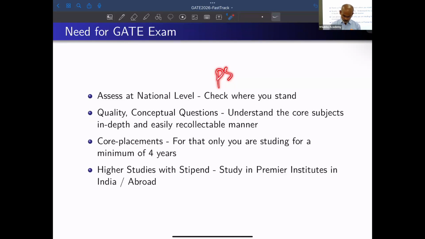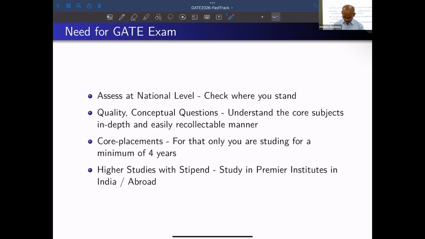Sometimes PSUs also consider their own exam, but their exams are relatively easier in comparison to GATE level. So I consider that if you prepare for GATE, you will get everything that comes in between. You are aiming for the ultimate, and whatever comes in between, you can take if you are satisfied with that. And otherwise, as I said, it will help you to get into core placement.